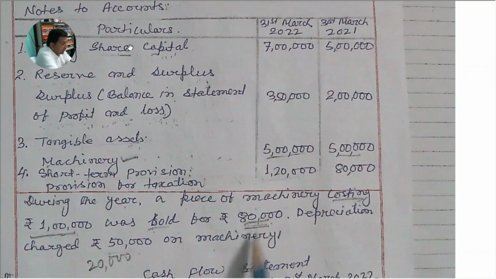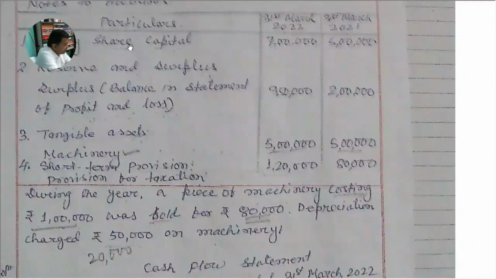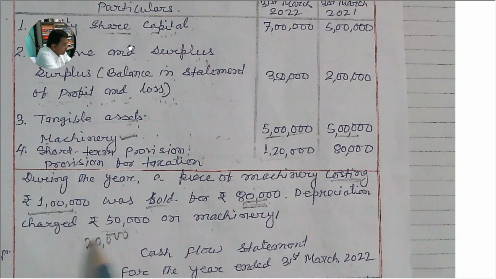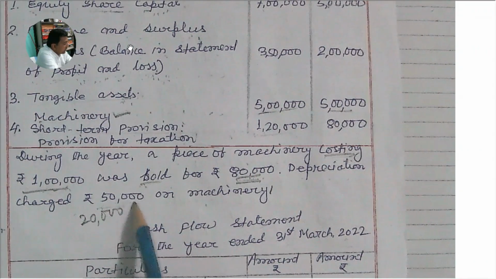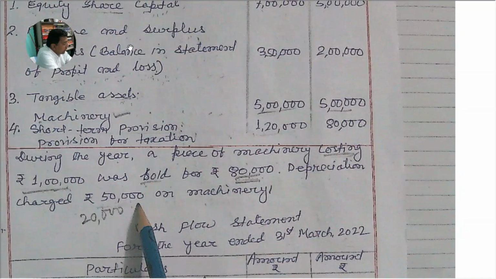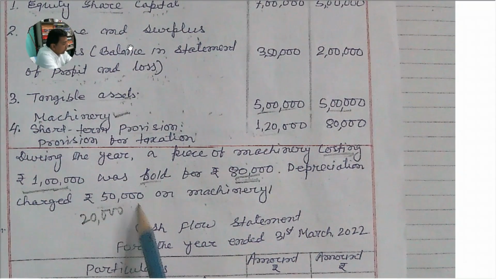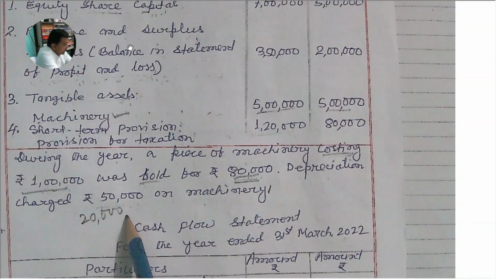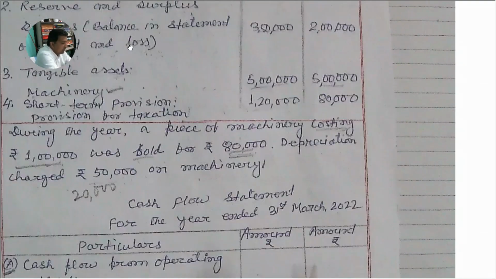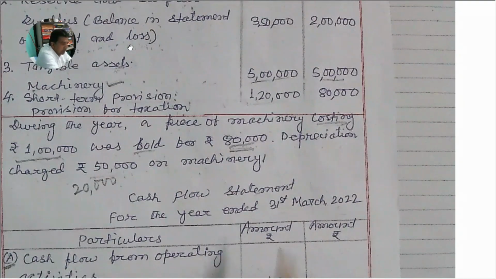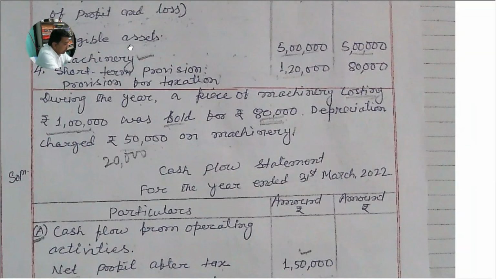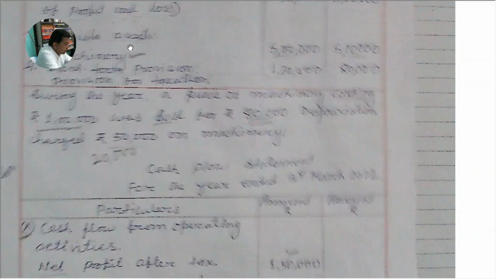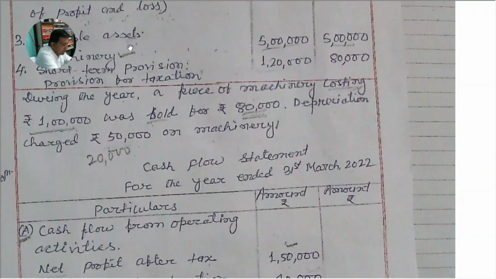So this 80,000 is cash inflow. Provision depreciation charge 50,000 is a non-operating expense. So this 50,000 only reduces the balance of profit and loss. No cash outflow, that is why it is called a non-operating expense. Now based on this question, the solution is here. A proper, prescribed format shall be used for solving the cash flow statement.